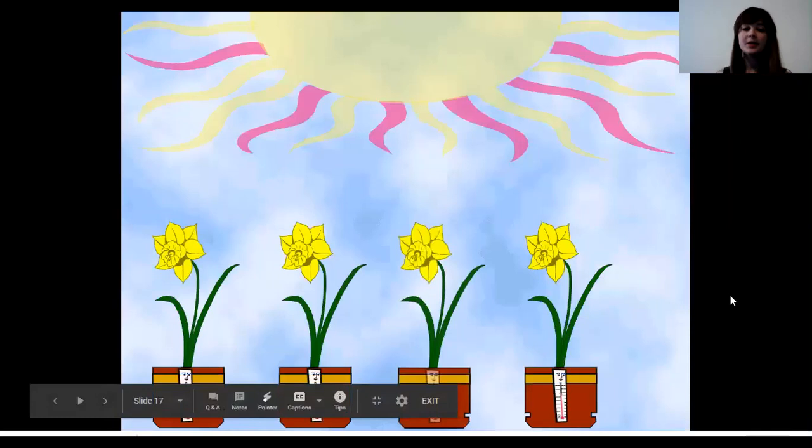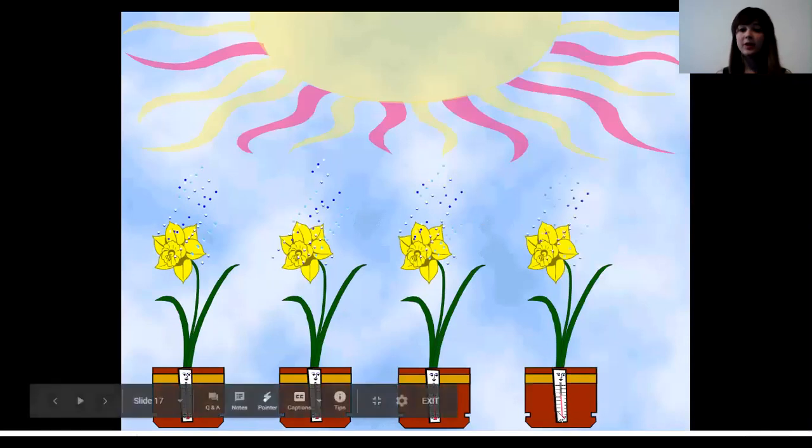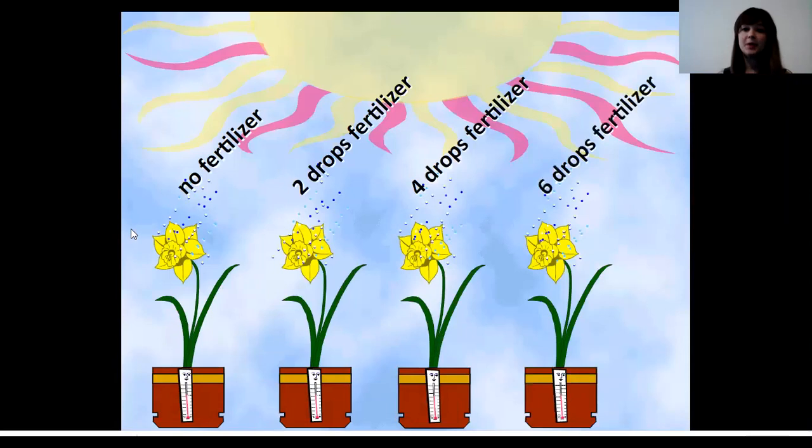So here is our setup. We've got the same amount of water. We've got the same temperature, the same planter, the same plant, the same amount of light. And then we have one with no fertilizer, one with 2 drops, one with 4 drops, and one with 6 drops of our fertilizer.